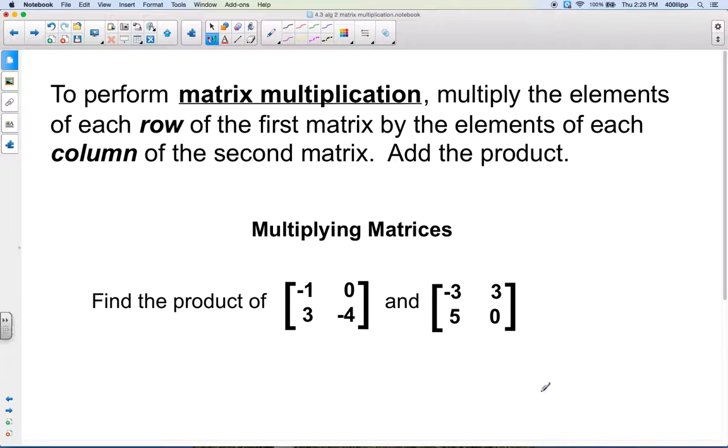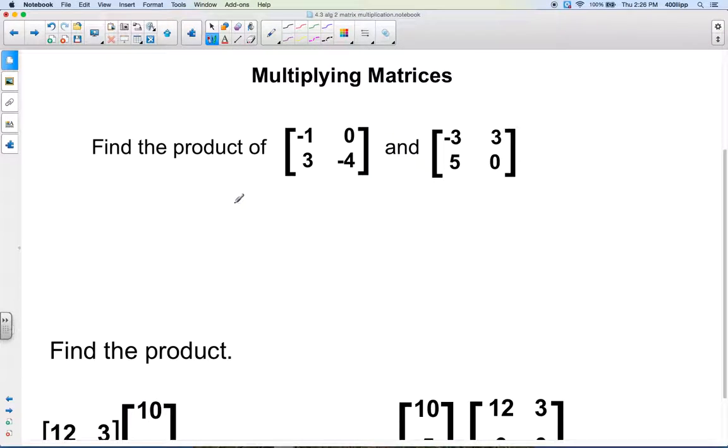Okay, so now let's multiply. To perform matrix multiplication, multiply the elements of each row. Remember, rows are going horizontally. So of each row of the first matrix by the elements of each column. Here are the columns of the second matrix. Add the products. So let's see what we mean here.